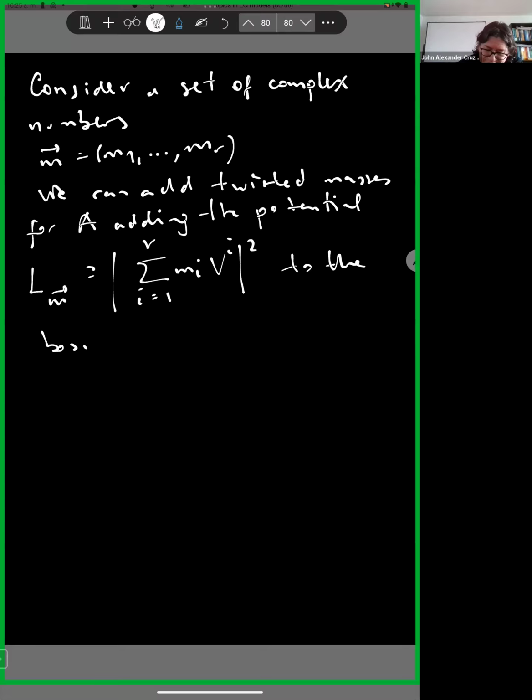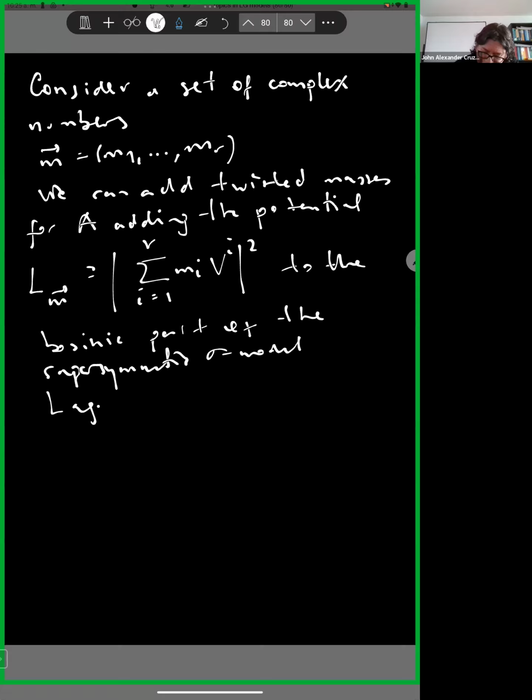This is added to the bosonic part of the supersymmetric sigma model Lagrangian. Somehow this is the bosonic part, and you have to do some supersymmetric completion. That's a supersymmetric completion.